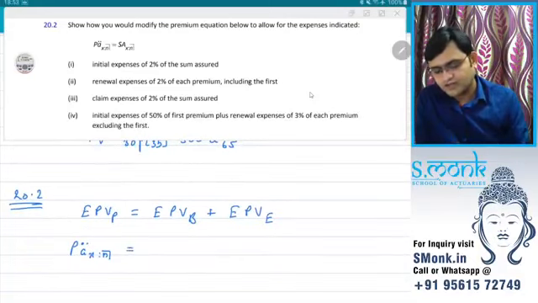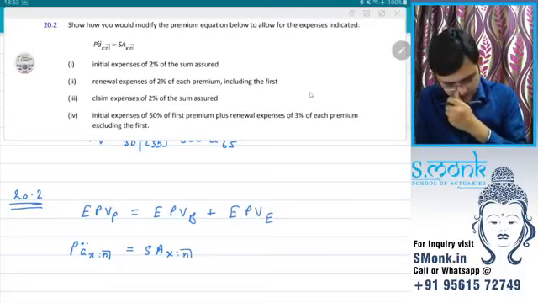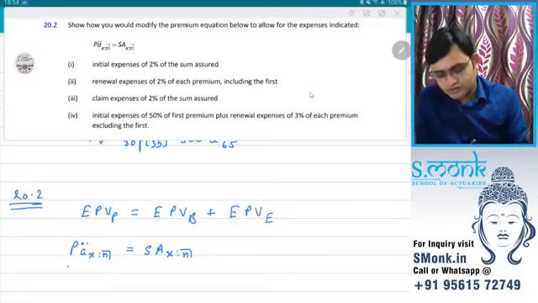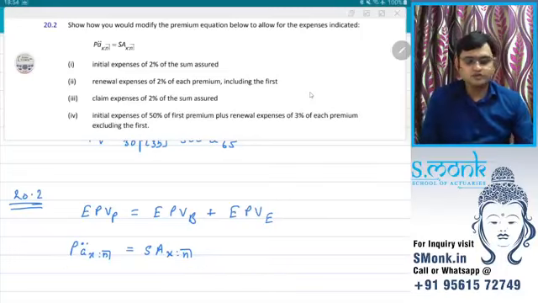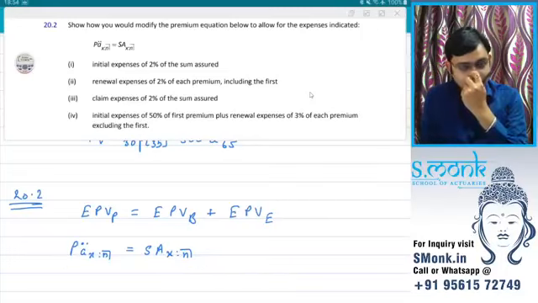Then the benefit is the sum assured. How much sum assured is given? S is given. This seems like an endowment policy, endowment x:n. So this is how our net premium would be for an endowment policy. But of course we are now allowing for expenses.